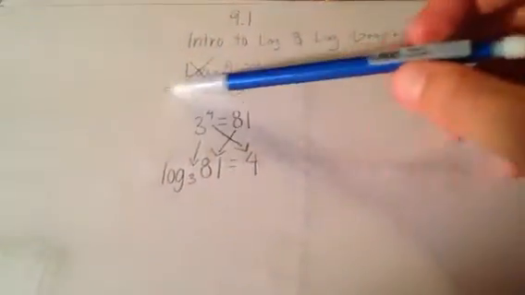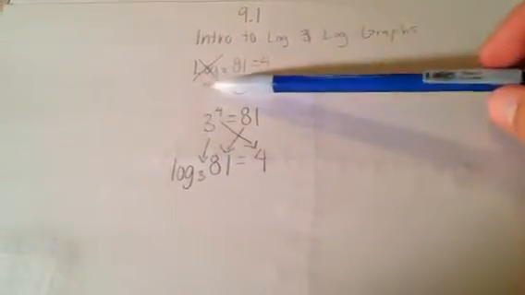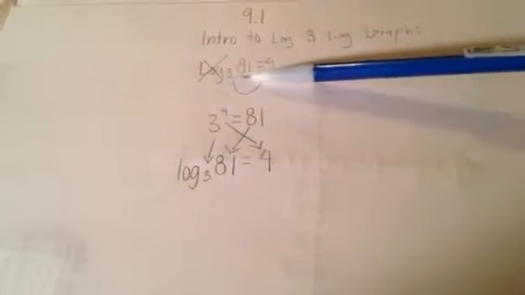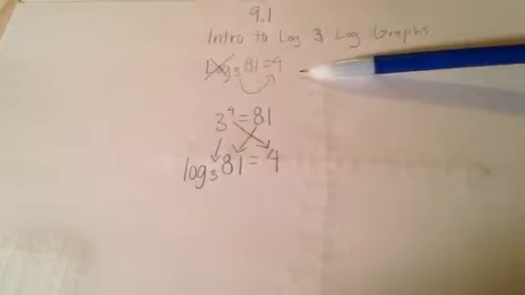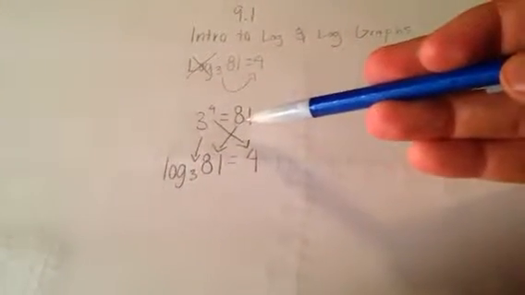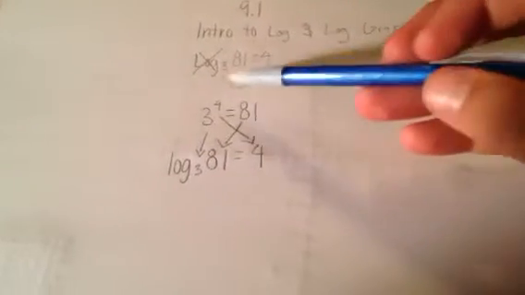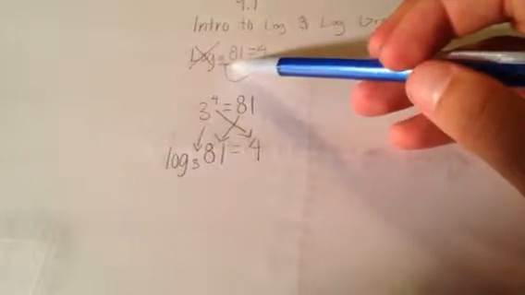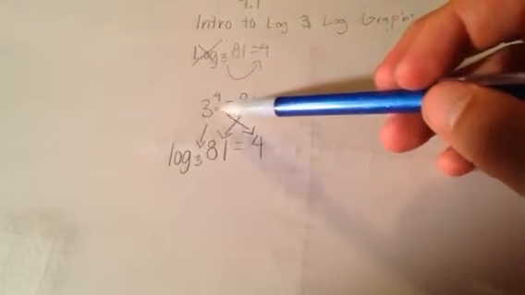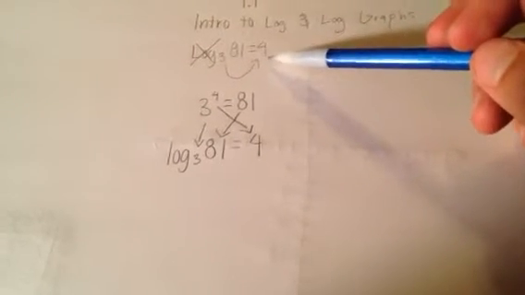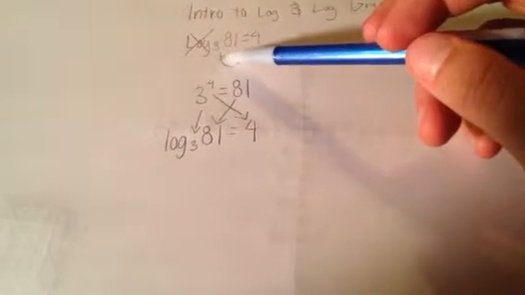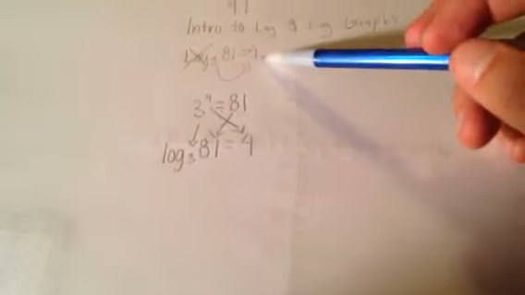First, I gave you a simple logarithmic equation like so. The logarithmic equation states log base 3 of 81 is equal to 4. I'm going to show you how to go from this equation to this exponential equation right here. What you're going to do is this base 3 on this log is going to become the base for this exponent. So it's going to become 3 to the power of 4.